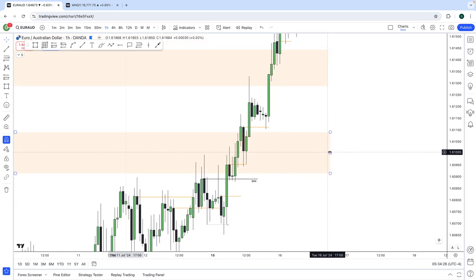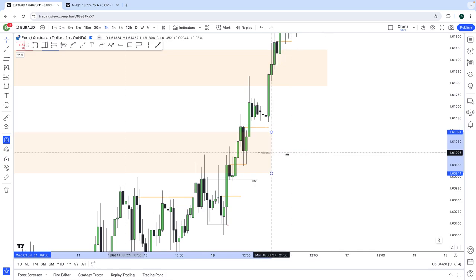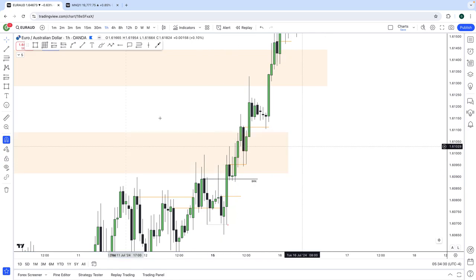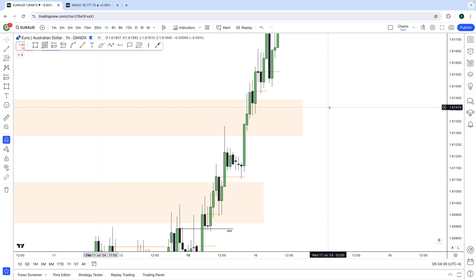And again, it closes over that SIBI on the sell side of the curve. So now we're starting to displace through opposing PD arrays. And then you have the propulsion block, right? It gets respected here, displacing through highs.